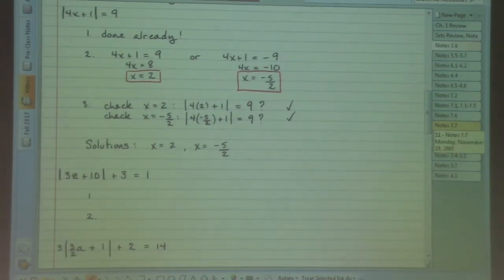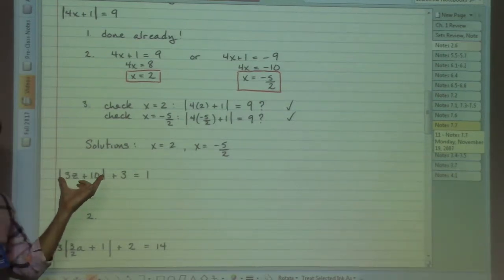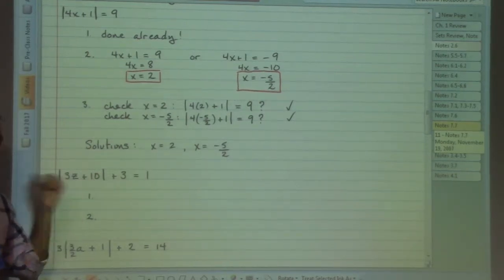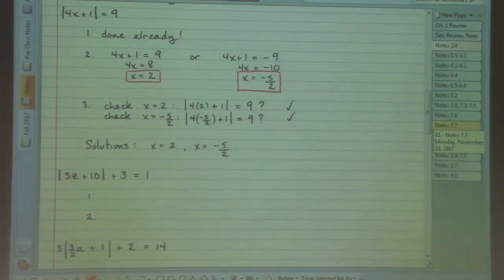Again, the first step is to get the absolute value by itself. Now, that is not already done for us in this particular case. What we would need to do is move the plus 3 out of our way so that we could get that absolute value of 3z plus 10 all by itself. Well, when we do that, we would have to get a minus 3 on both sides. And that means over there on the right side of our equal sign, 1 minus 3 would give us a negative 2.